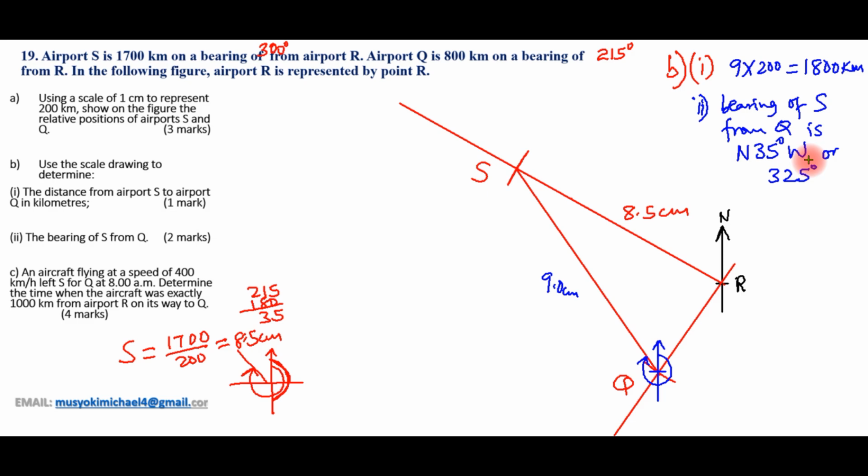And finally, an aircraft flying at a speed of 400 km per hour left S for Q at 8 a.m. Determine the time when the aircraft was exactly 100 km from airport R on its way to Q. So the question is to determine the time when the aircraft was exactly 100 km from airport R on its way from S to Q.